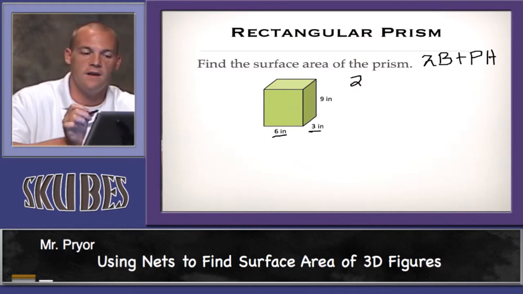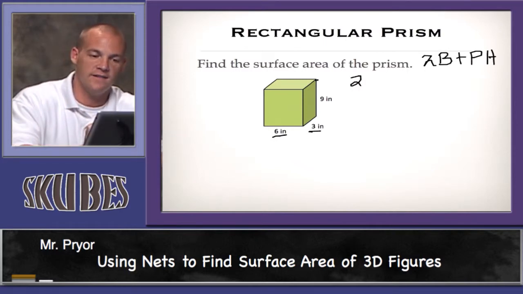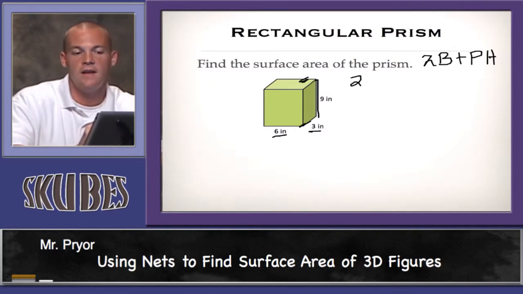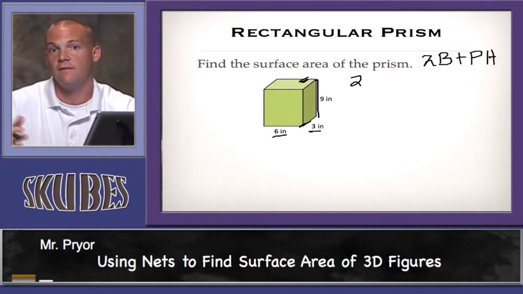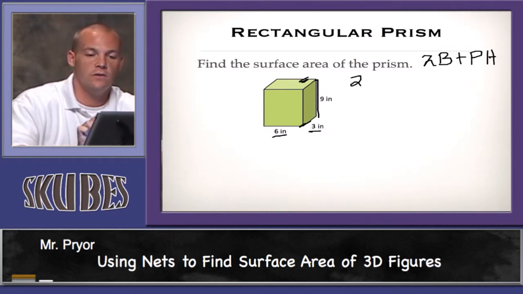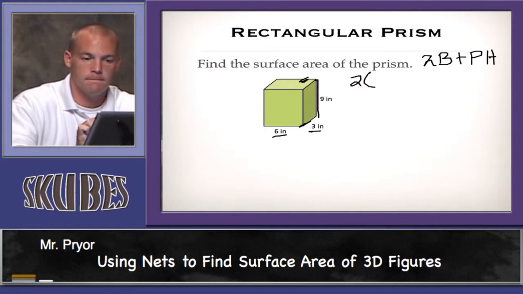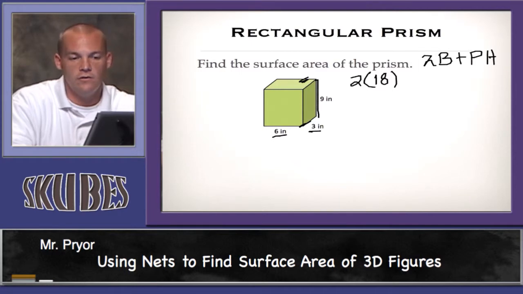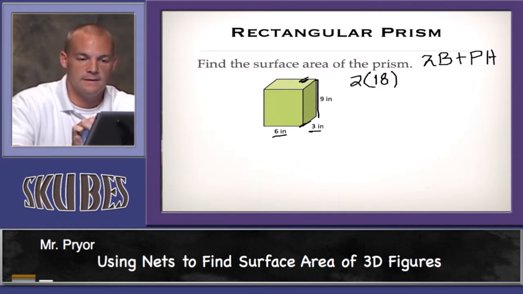All right, and again, the reason why I know that is because you can see how 9 is connecting my two bases, the top base and the bottom base. So 9 has to be my height of the prism. So we're going to use 2 times 6 times 3, which is 18.